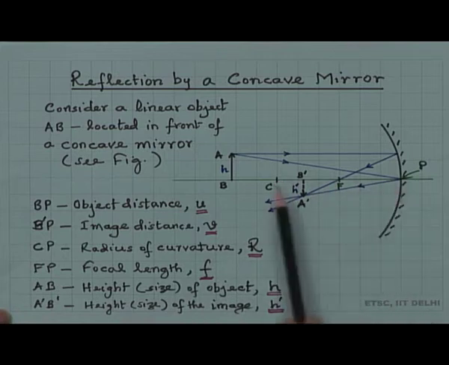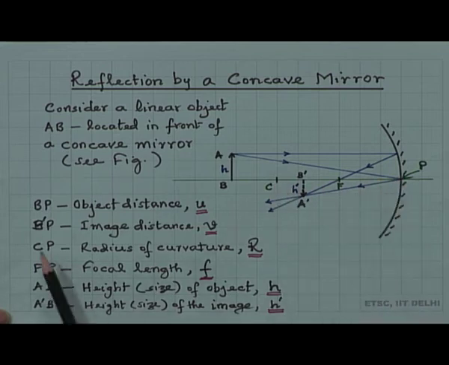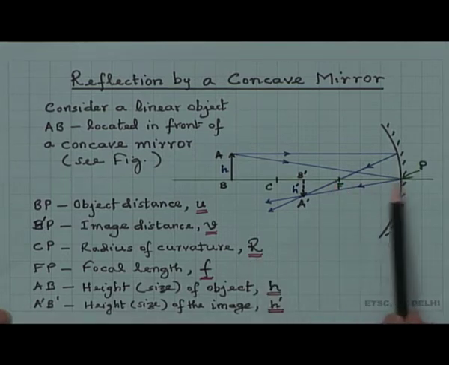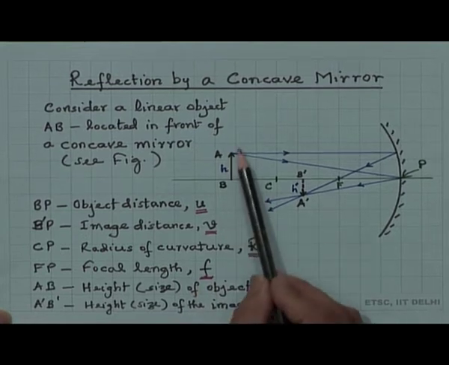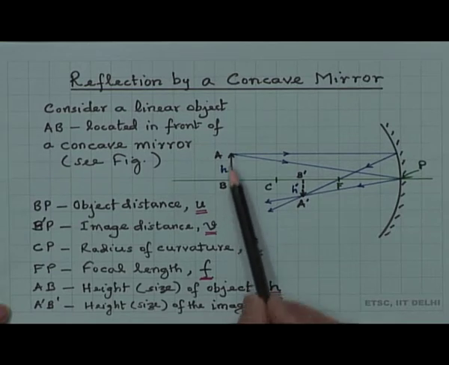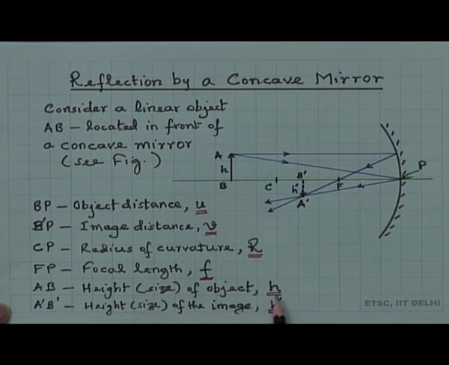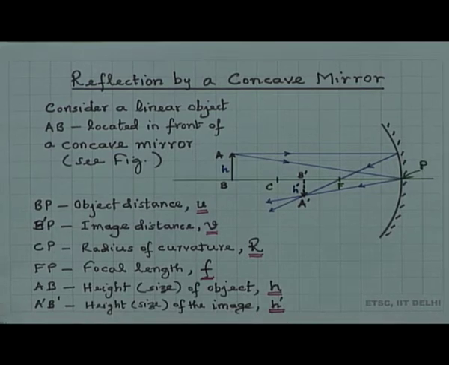is called the image distance and denoted by v. CP, C to P, where C is the center of curvature, is the radius of curvature, denoted by R. FP is the focal length, F being the principal focus, denoted by f. AB, the height of the object or the size of the object, here it is a linear object and therefore the height is the same as the size, is denoted by h, and the height of the image A dash B dash is denoted by h dash.